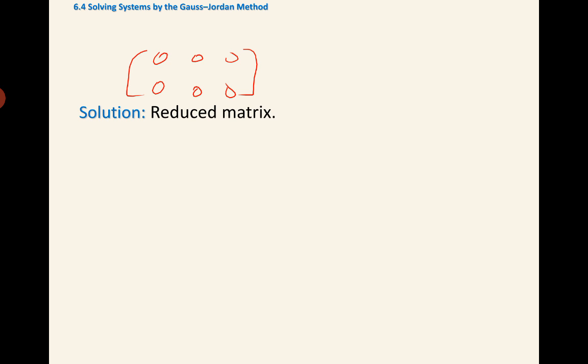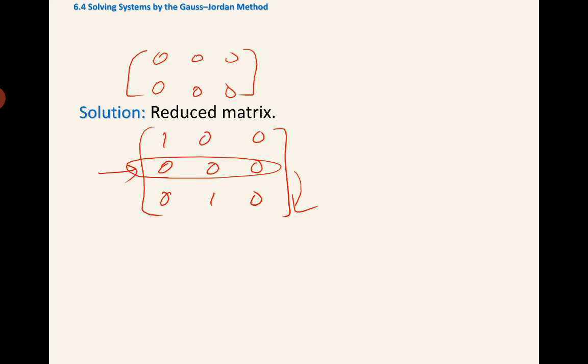Now the next matrix I am giving you is 1 0 0, a triple 0, and second row 0 1 0. Obviously, there is a zero row in the middle. It should have been at the bottom. So this is a failure, isn't it? And not a reduced matrix.